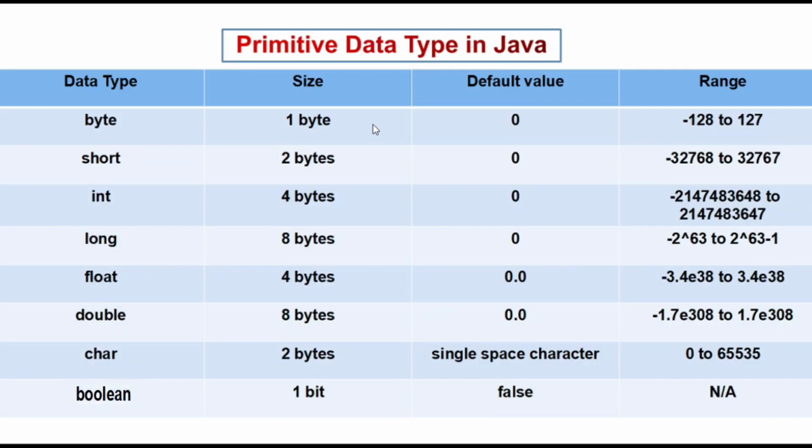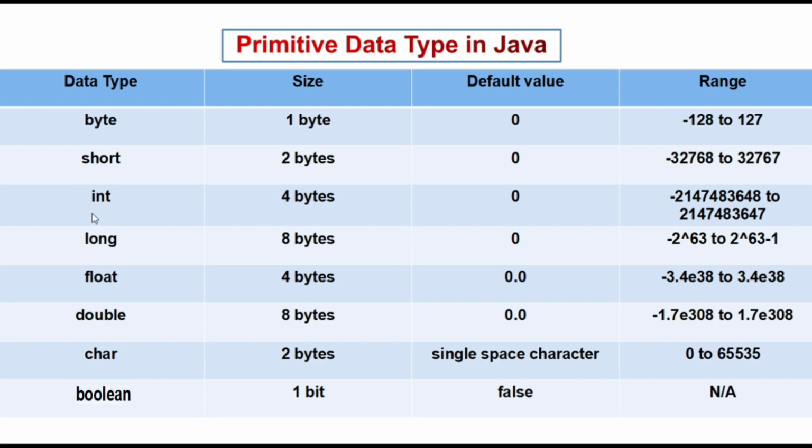Here we will try to understand the size, the default value, and the range of the primitive data types. For byte, it has a size of 1 byte and the default value is 0. If you want to store an integer value between -128 to 127, then we can use byte. Similarly, if you use short, then it will allocate 2 bytes, and the default value is 0, and this is the range, meaning we can store from this integer to this integer.